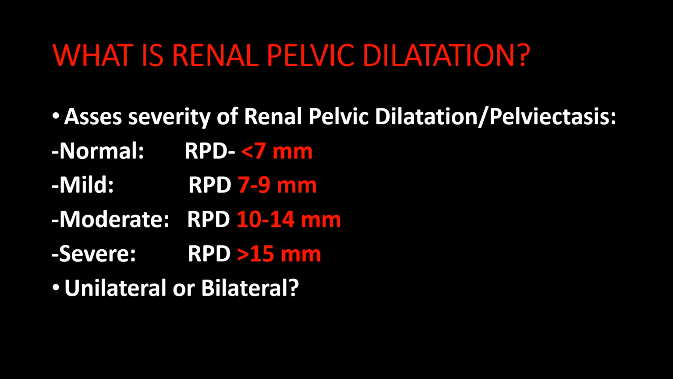So what is renal pelvic dilatation? Usually it is called RPD, and it can be diagnosed antenatally, usually after the anomaly scan, which is at 20 weeks. And if the RPD diameter is more than normal, then they have to repeat the anomaly scan. They will repeat the scan at 32 to 34 weeks.